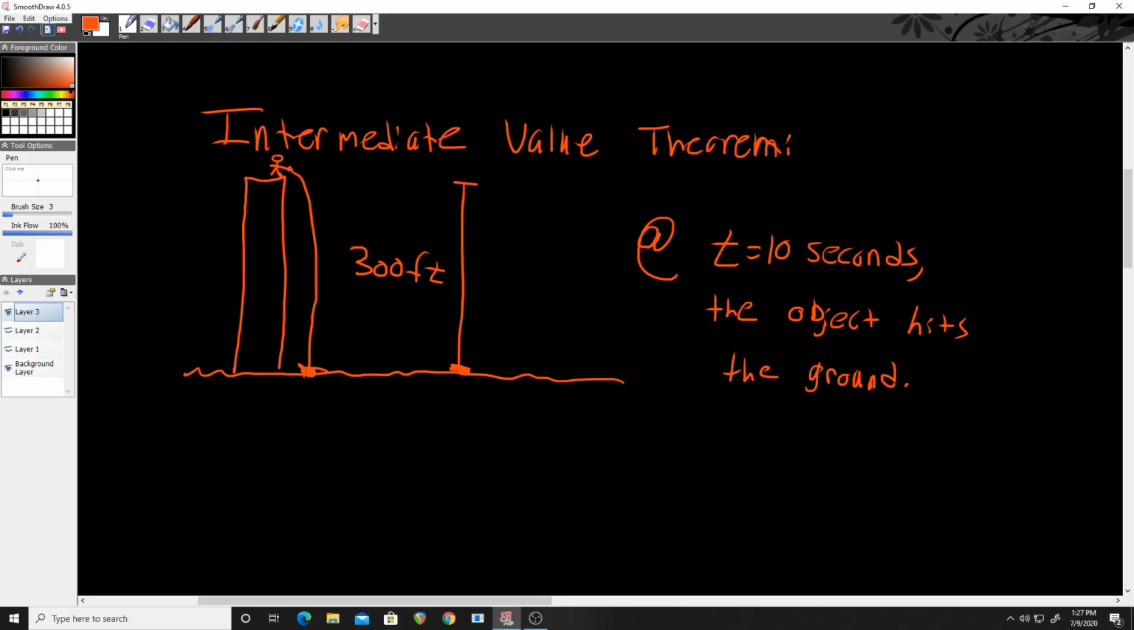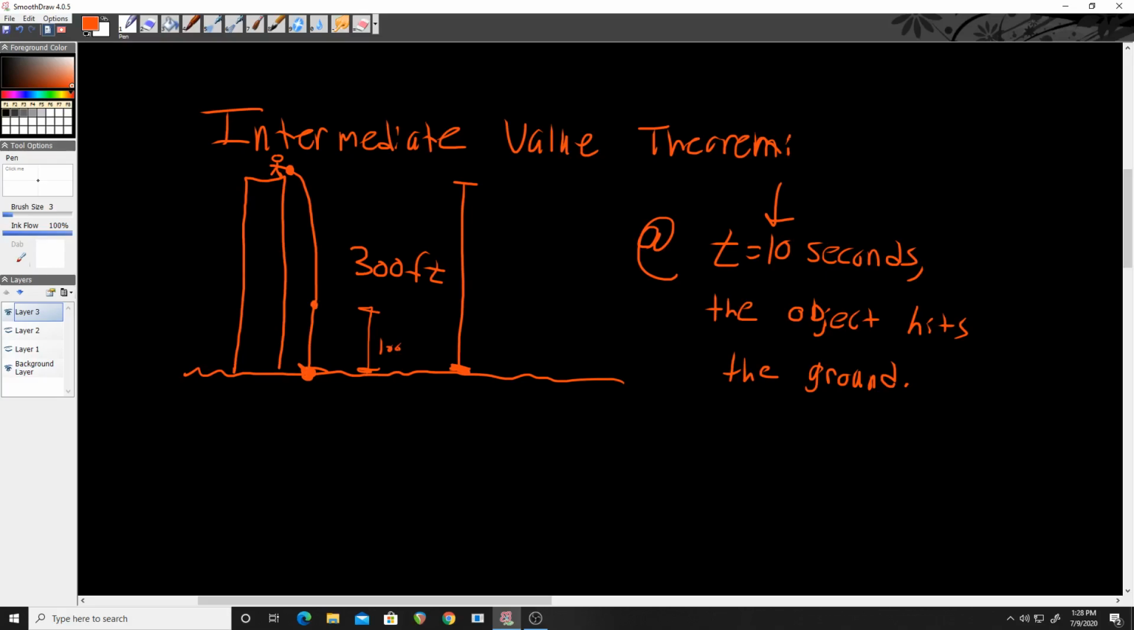In order for the object to go from 300 feet down to 0, it had to pass through all of the intermediate values. In other words, if this is 300 feet, then 100 feet is about here. So what this means is that at some time before 10 seconds, because 10 seconds is when it hits the ground, it had to be 100 feet above the ground. There was some time where this had to happen. It had to pass through this height to get to this height.